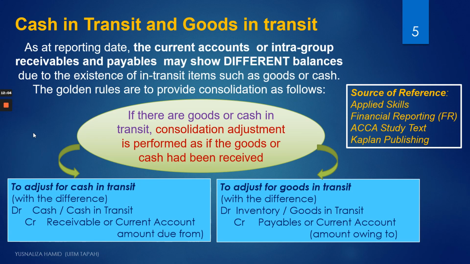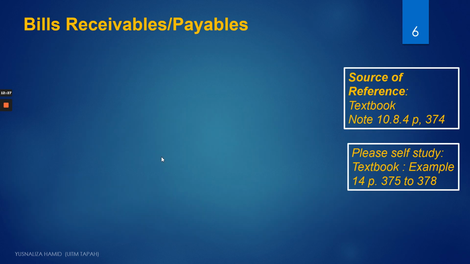So we need to go and cancel off the current account balances. What you can conclude is that any current account balances shouldn't be disclosed in the consolidated statement of financial position. It has to be cancelled off, and that might be due to cash in transit and goods in transit as the causes of the difference.